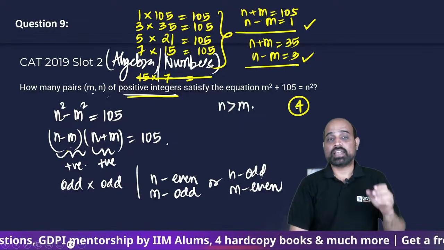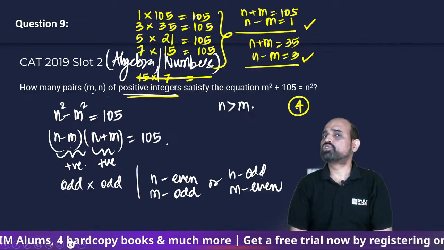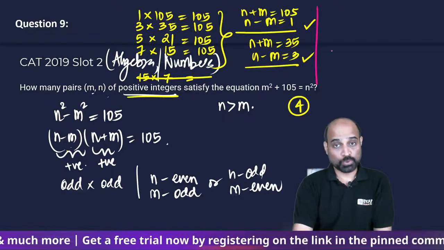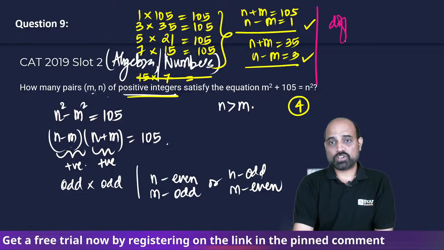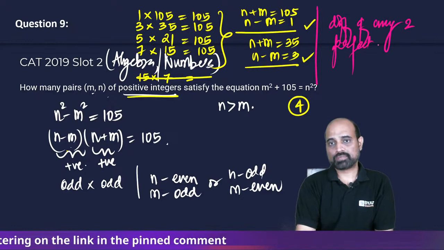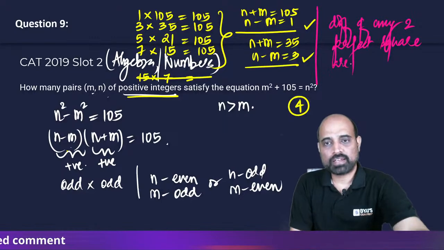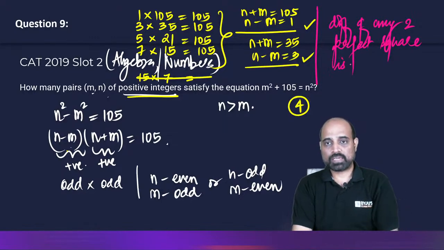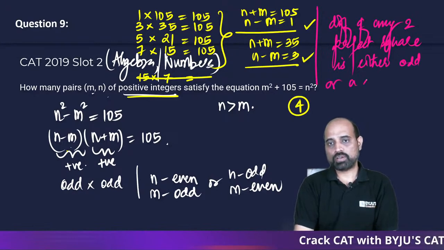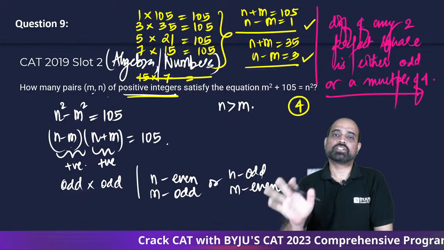Okay. Now, instead of 105, had this been 210, this would never be possible. So from here, please do remember this particular rule, that the difference of any two perfect squares is either odd or a multiple of 4. Remember this as a rule.